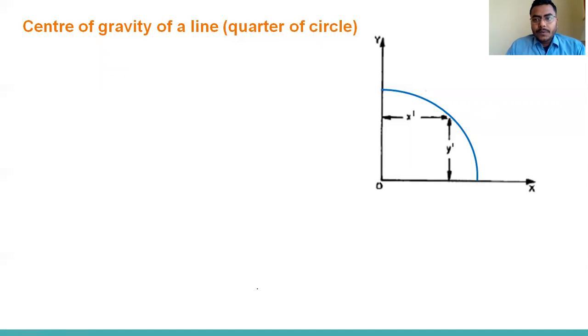Now I'm going to calculate the center of gravity of a line that is a quarter of a circle. The line is given, and we are assuming the centroid will be somewhere here. I'm just taking an assumption. This is the centroid. Now we are going to find what will be the distance x dash.